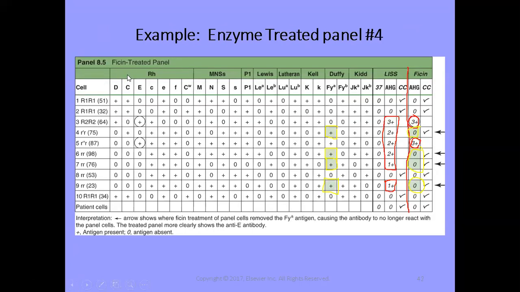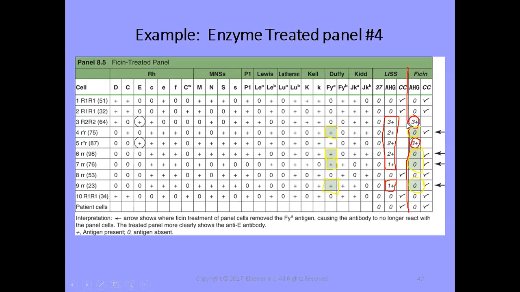So I want to go back because I just wanted to mention something related to our example from before, and it has to do with the rule of 3. We know that with enzyme treatment, we lost the reactions of our anti-Duffy A in this other example, and that we maintained the positive reactions that were due to the anti-E. However, I ask you, was rule of 3 met in this case? No.